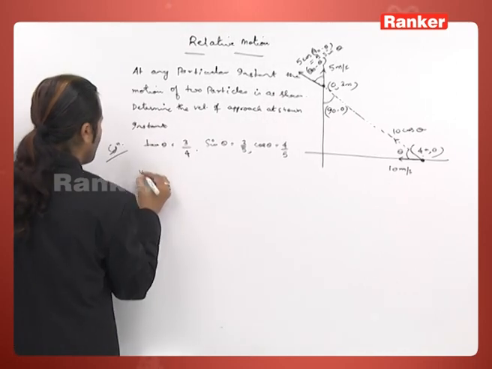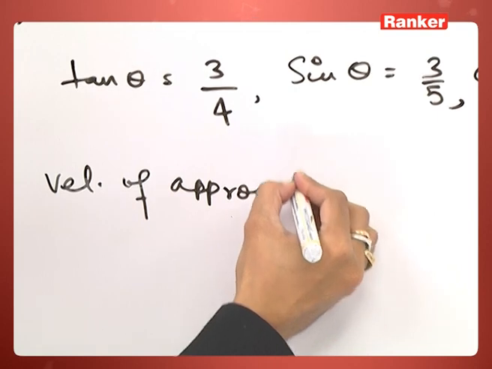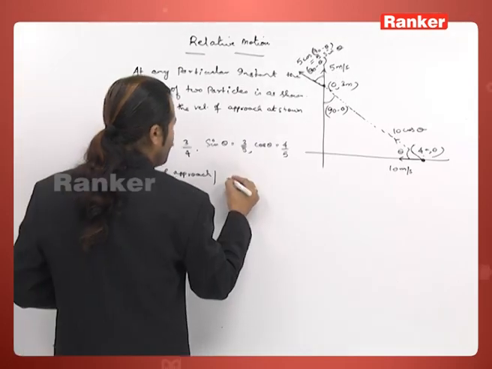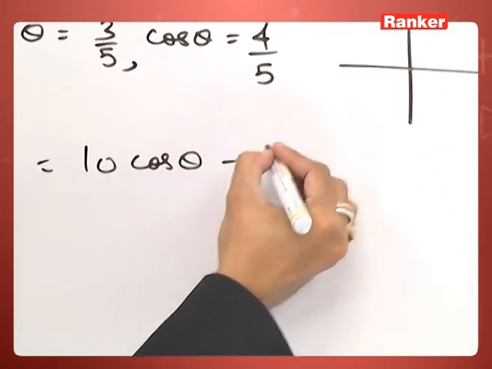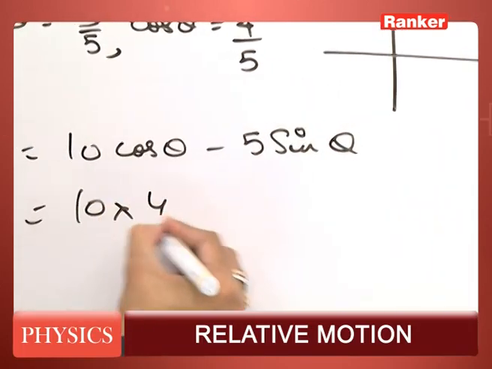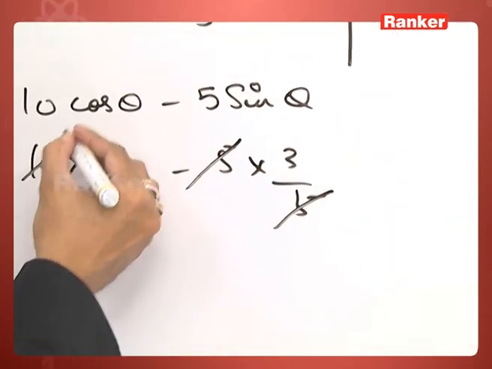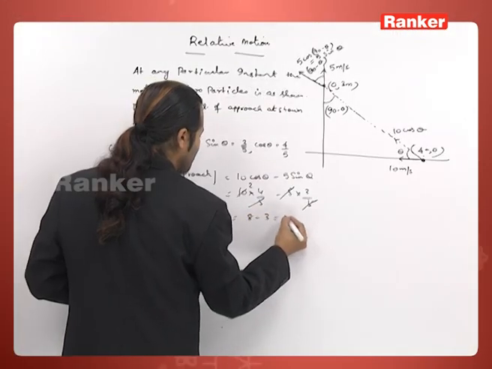So velocity of approach, mod, will be 10 cos theta minus 5 sin theta. So 10 into 4 by 5 minus 5 into 3 by 5. 8 minus 3.